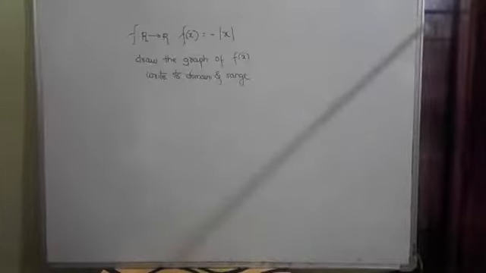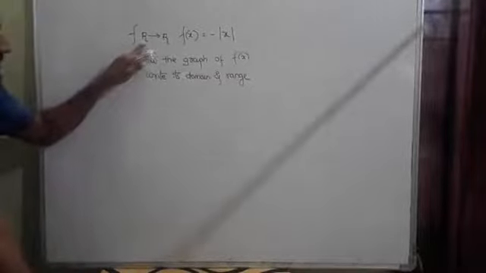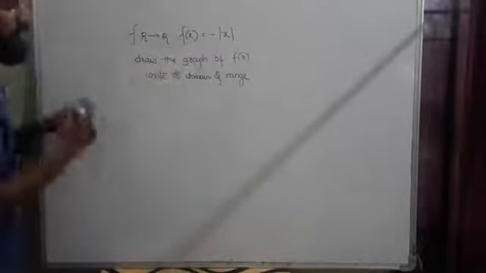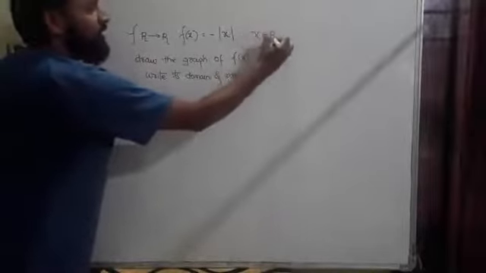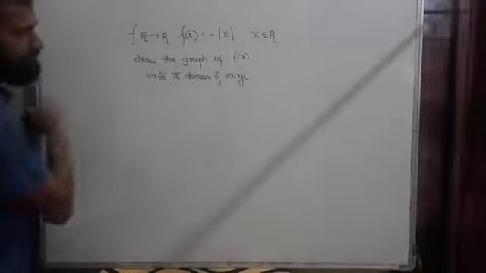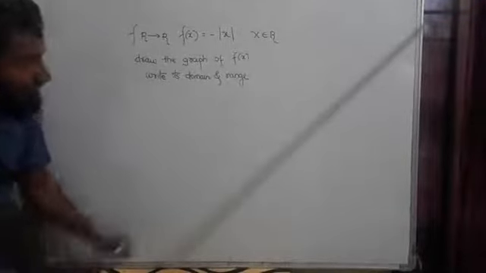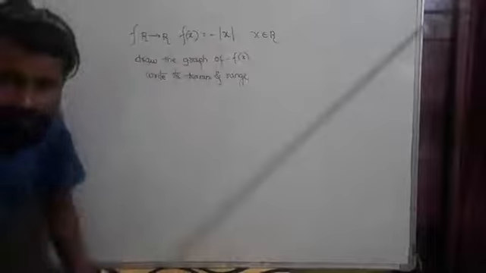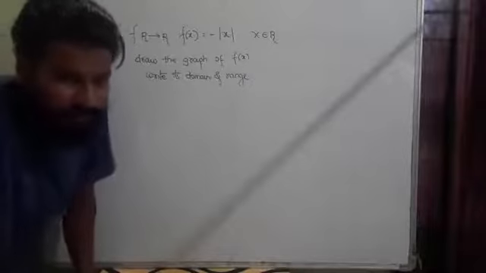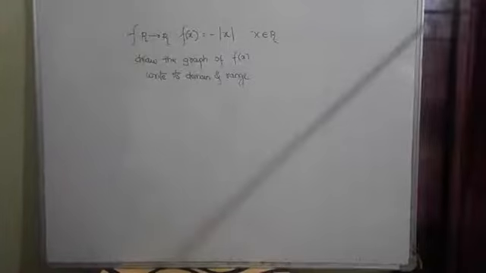Well, dear students, let me give you one question as homework. f is from real number to real number, f of x is equal to minus of mod x, where x belongs to any real number. Draw the graph of f of x. Write its domain and range. It is exactly similar to the one we just solved, but there is a small difference. Instead of plus, I have written minus here. You need to tell me what the graph looks like. I'll be waiting for your answer in the comment box, and if you have any doubts, you can ask in the comment section also. So let's pause the video and solve it by yourself.